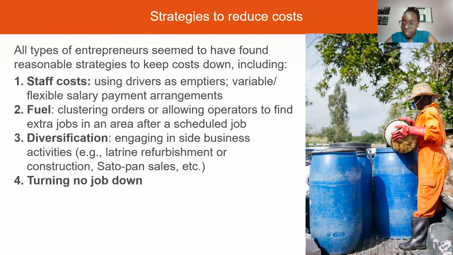We've talked about diversification, even when it's working differently in either Kampala or Blantyre. It's also one thing that we found the entrepreneurs are doing to keep their costs down. And of course, no job is turned down. So somehow within the different business models, you still have all the customers being served.